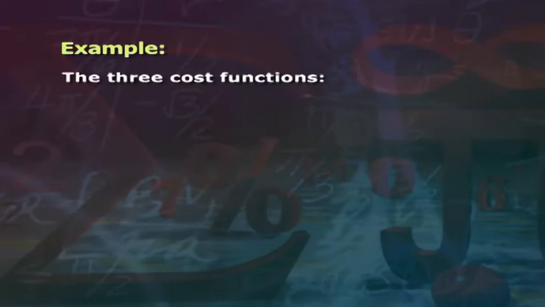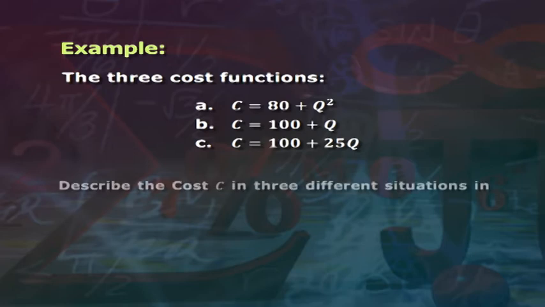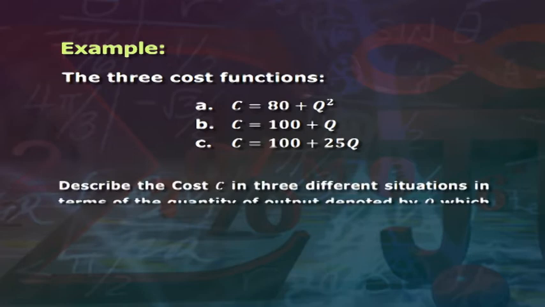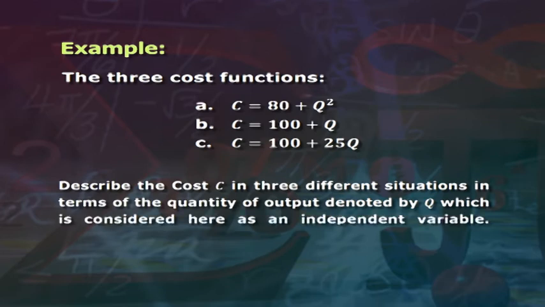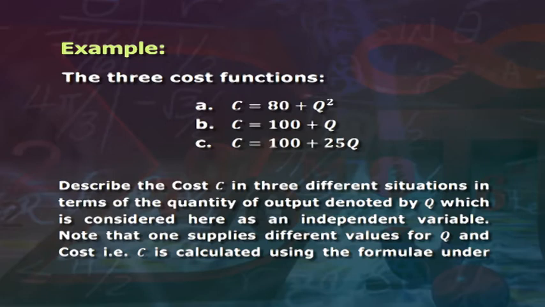Example: the three cost functions c is equal to 80 plus q square, or c is equal to 100 plus q, or c is equal to 100 plus 25 multiplied by q, describe the cost c in three different situations in terms of the quantity of output denoted by q, which is considered here as an independent variable. Note that one supplies different values of q and the cost, that is c, is calculated using the formula under consideration.